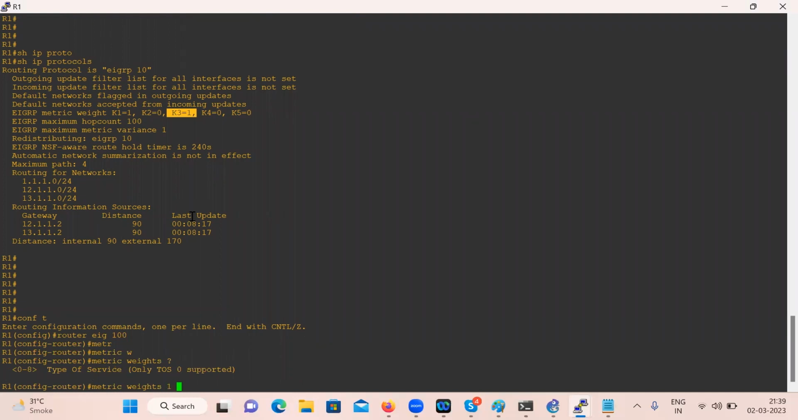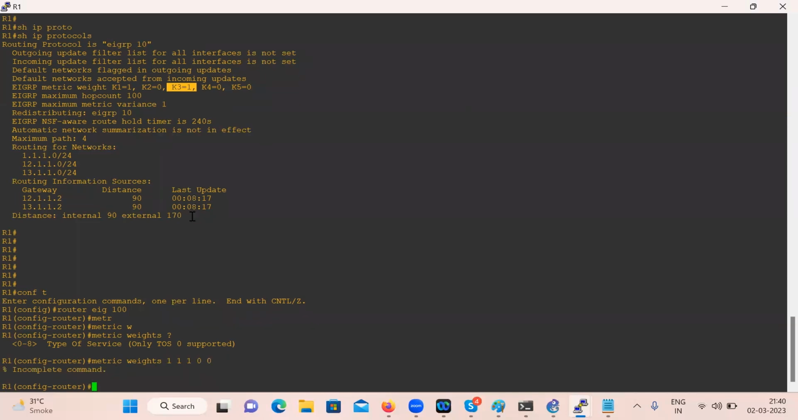See here, there you have to type one. If you want to include these values, I am configuring forcefully. The first value is for bandwidth. If you want to include your bandwidth in metric calculation, first you have to say one. If you want to include delay in your metric calculation, again you have to say one. The second value is for load and the third value is for delay, again you have to say one. Then reliability you don't want to include, MTU you don't want to include, leave it.